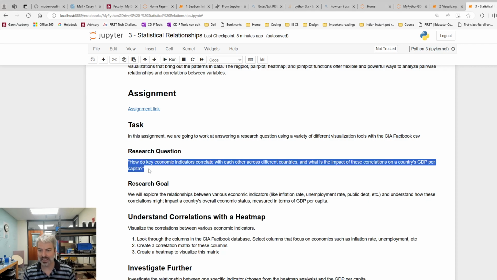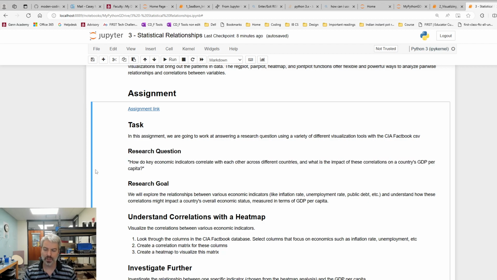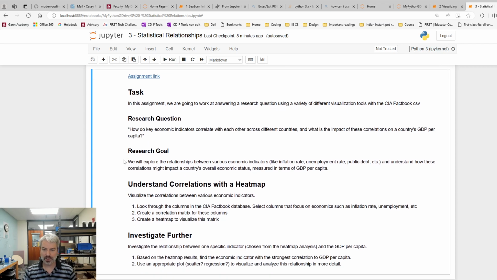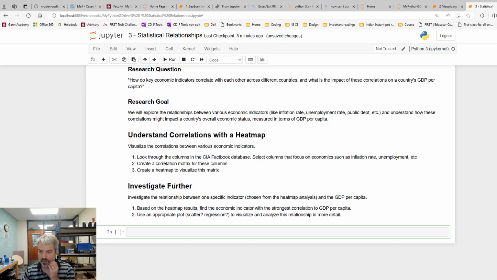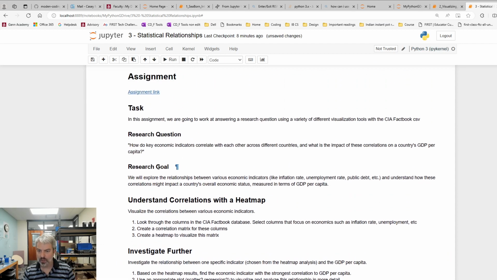So my question was, how do economic indicators correlate with each other across different countries, and what is the impact of these correlations on the country's GDP per capita? So what I want to look at here is, to begin with, if we want to look at key economic indicators, we're going to look at this within a heat map. So what I'm going to do first is pull out some economic indicators like inflation rate, unemployment, public debt, all those things, and then understand how these things are related within a heat map, understand some correlations.